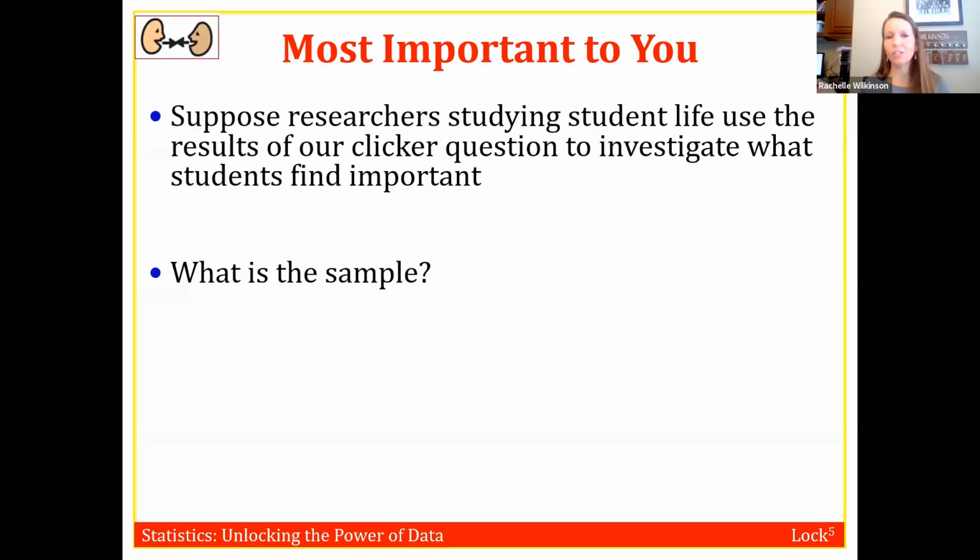Yeah, exactly. Okay, so the students in our class would be their sample. That would be the people that they actually measured. Okay, what do you think is their intended population? Okay, yeah, all students probably, unless they're looking specifically at ACC, then it would be all ACC students.